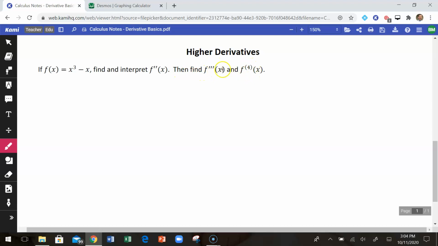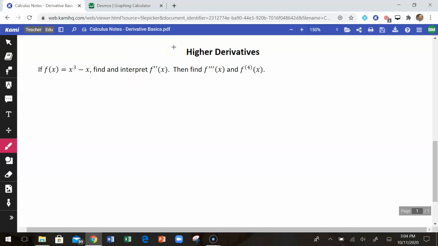And then typically after 3, you'll just see a number there, meaning find the fourth derivative and the fifth derivative and so forth. And they'll stop making little hash marks after 3. But there are real life situations where we need to know second and third derivatives, and so we're going to need to find those algebraically.